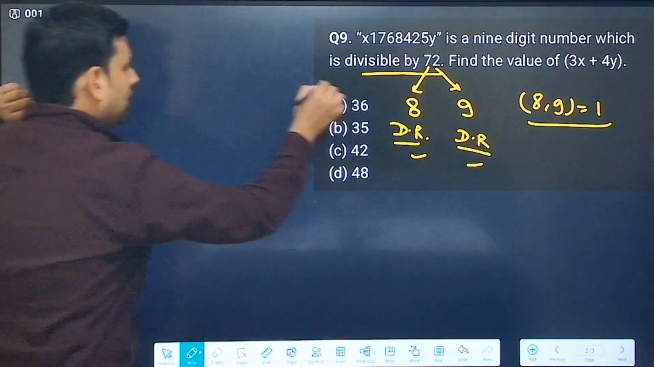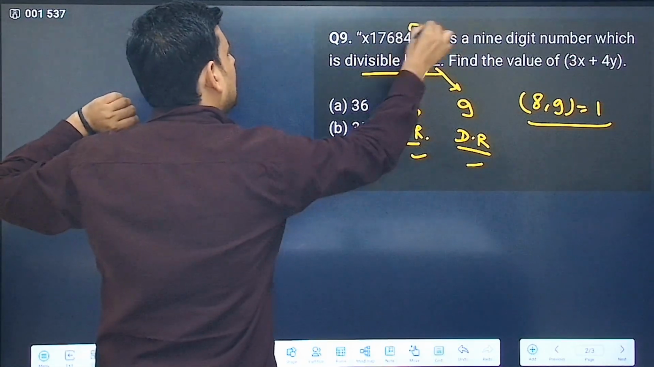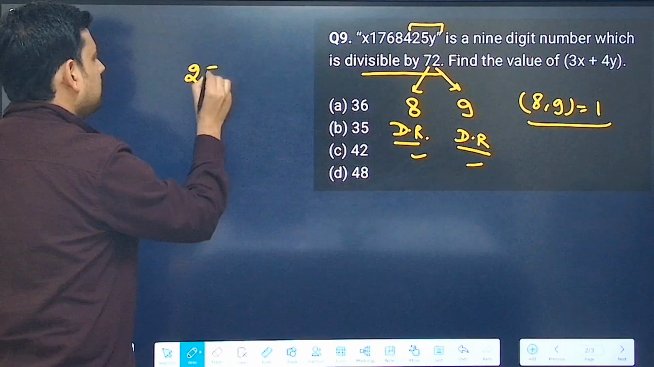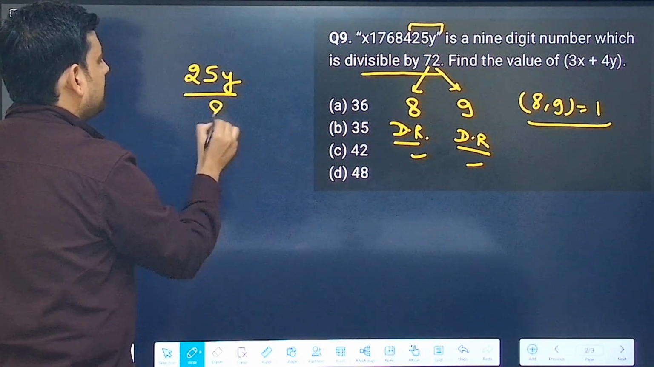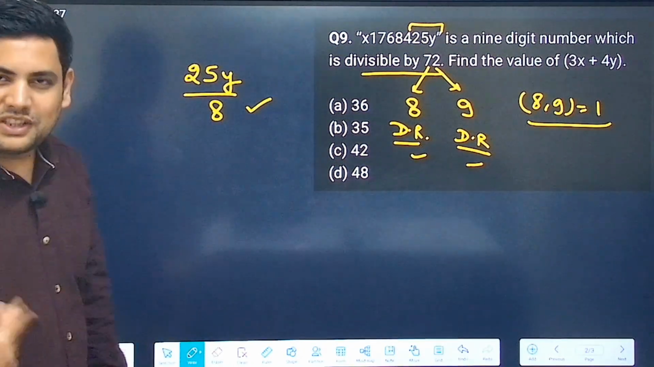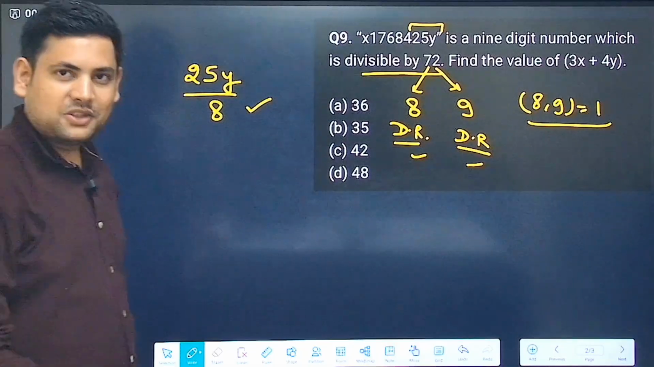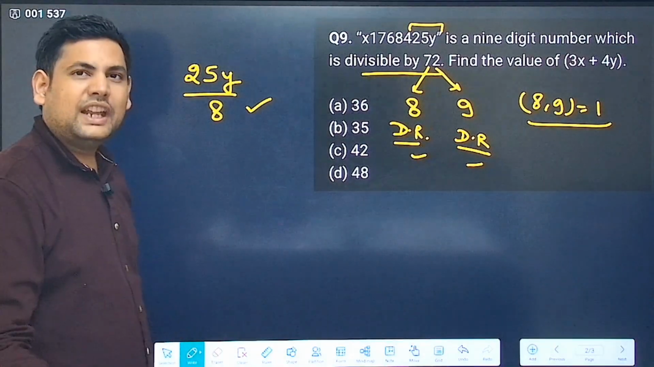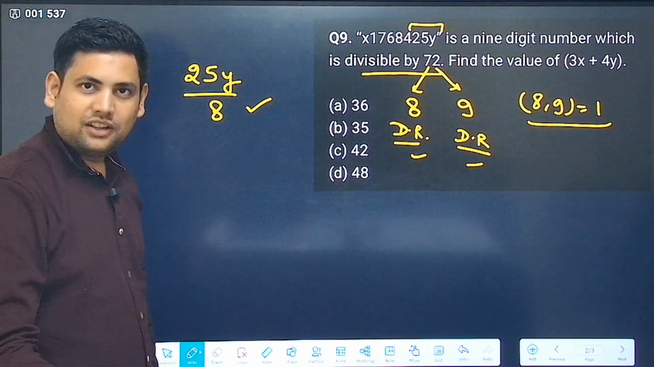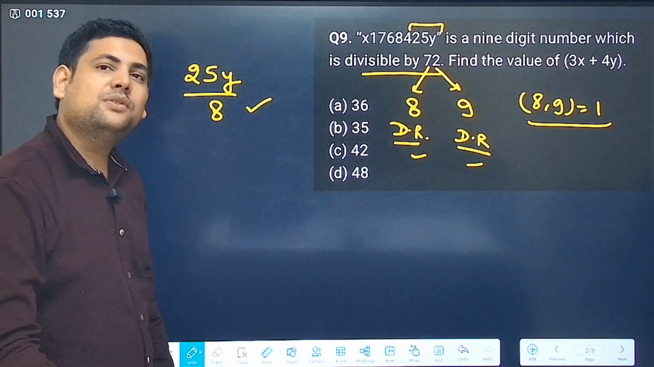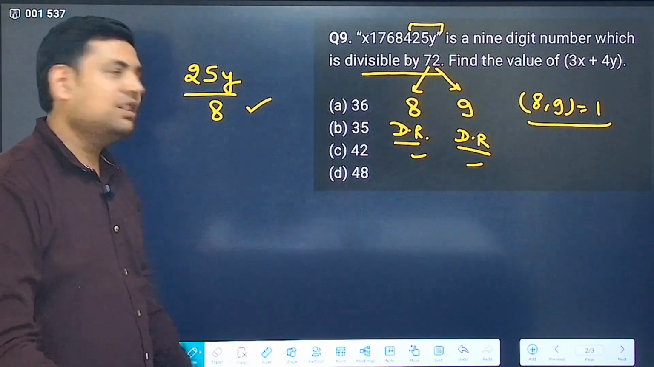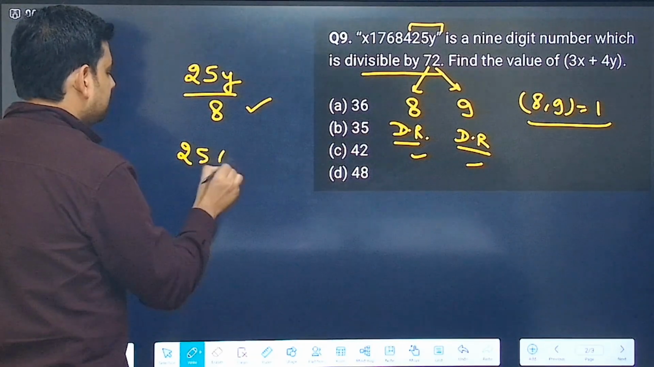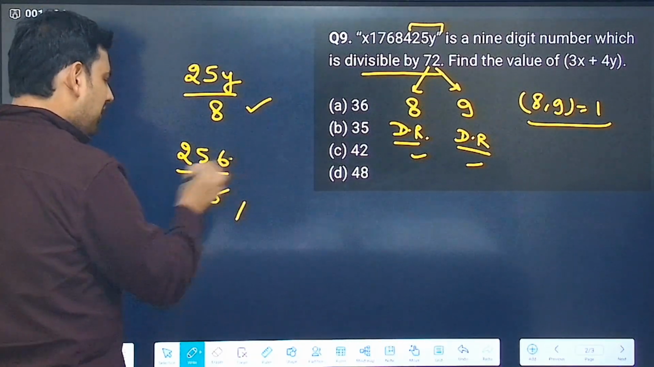Now, you see it here. What is the divisibility rule of 8? The last 3 digits must be a multiple of 8. So that means 25y is divisible by 8. Now, if you see this directly, or if you remember at least the powers of 2, then you would know that 2 power 8 is 256. Correct? 2 power 6 is 64, 2 power 7 is 128, 2 power 8 is 256. So 256 is definitely divisible. You can try to divide it also if you want to check.